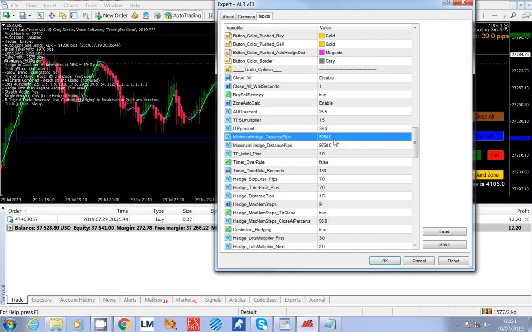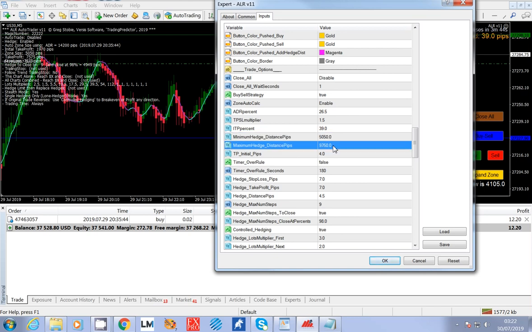Right, the next one is this one. This is the minimum hedge distance. This is basically the minimum zone size you want the ALR to ever use, so that when it's calculating using the auto zone calculation, it will never go below a certain zone size. Again, I have worked this out after thousands of hours of testing and trying and watching. So again, you don't need to change this unless you really want to. But that's what it does. This is the minimum zone size it will ever go to, and this is the maximum zone size it will ever go to when it's using the auto zone calculation formulas.